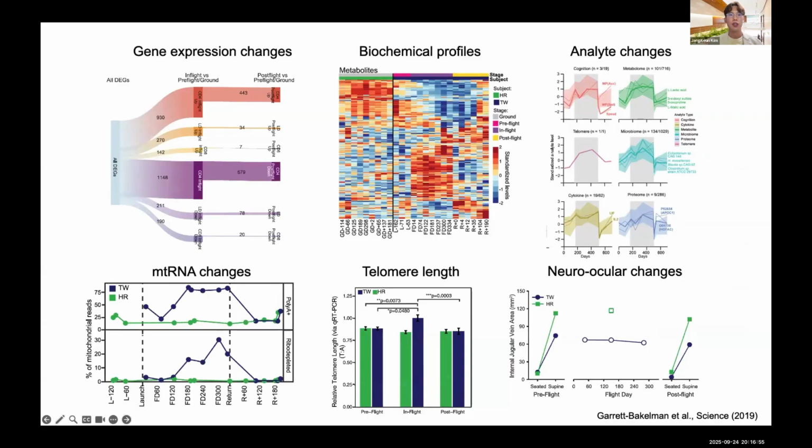Here are some of the data. I'll not go into the detail, but we found some immune cell gene expression changes, which could explain the immune dysfunction or viral reactivation. We also did some metabolic profiling, and for the analyte changes, we did cognition analysis, metabolite, telomere, microbiome, cytokine, and proteome. Mainly the gray area is the duration of the spaceflight. The trend is that during spaceflight, those changes arise, and after return, most of the changes recovered quickly.